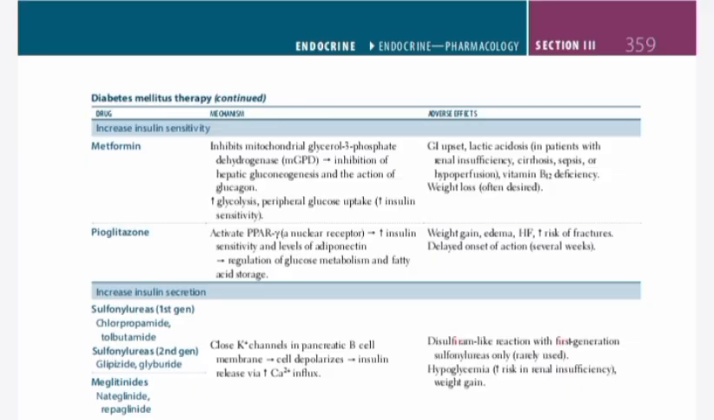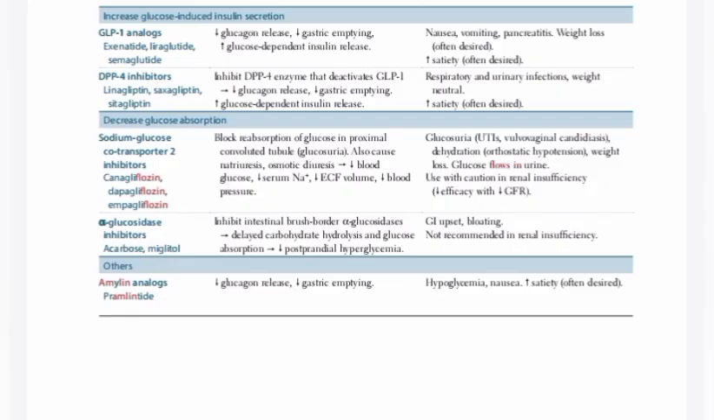DPP4 enzyme inhibitor. Actually, DPP4 enzyme deactivates GLP-1. So when DPP4 is inhibited, GLP-1 increases, and it has the same action as GLP-1 analogs. It decreases glucagon release. Glucagon is a hormone secreted by pancreatic alpha cells. So it acts on pancreas and decreases glucagon release. It acts on stomach and decreases gastric emptying, and it acts on beta cells of pancreas and increases glucose dependent insulin release.